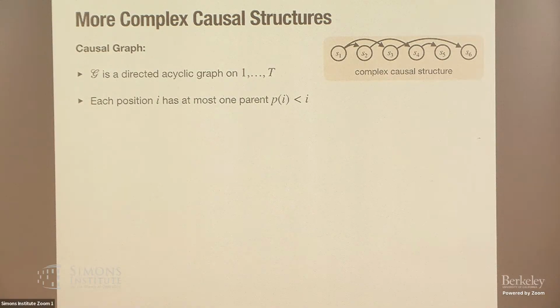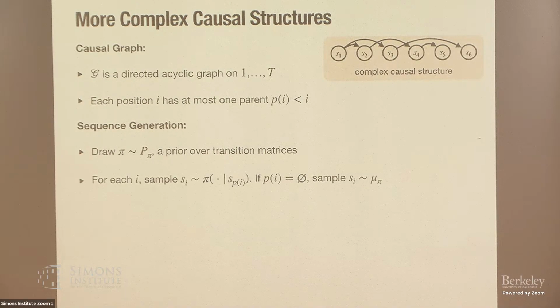For all of the optimization results in the talk, I'm only going to look at the case when you have a single parent, and the parent is before you, the sequence is ordered. The way the data is generated is I have a transition pi from some prior. Again, the prior is not important. And I sample you conditional on the value of your parent. If you're a root node, I sample you from some stationary distribution. And then the task is to predict the next token, or the last token in this case.